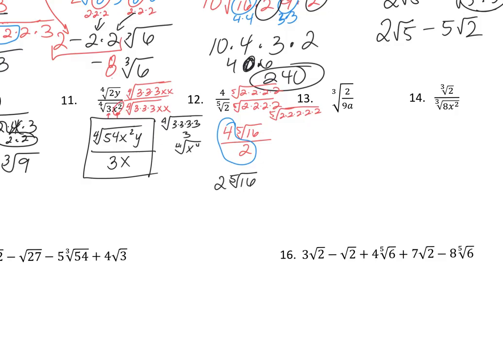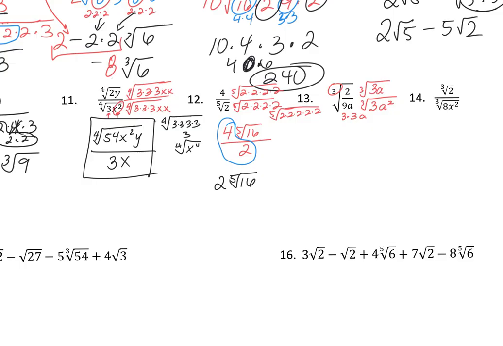Okay, number 13. 9 is not a prime number, so I want to break that down to help me out here. 9 is 3 times 3. That's going to keep my numbers smaller. It's a cube root, so I need 3 of everything. I need 3 3's and 3 A's. I have 2 3's. I need 1 more. I have 1 A. I need 2 more. So I can multiply by 3A squared. Right? This number dictates how many I need.